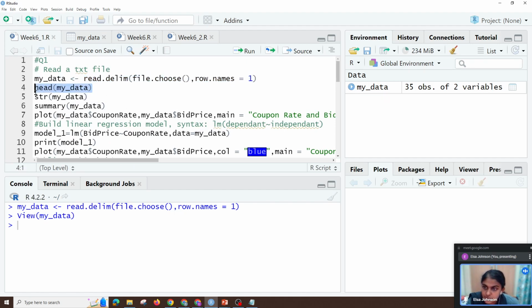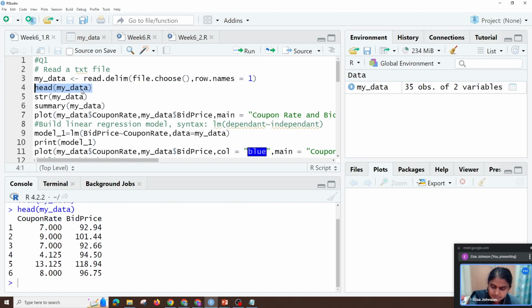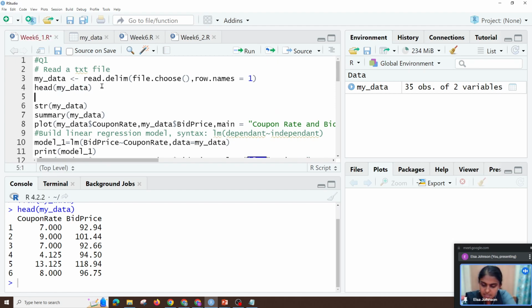Then if you want to see the first 6 entries, you can do that. Similarly if you type tail, can you tell me what will tail give you? You can type in the chat window.